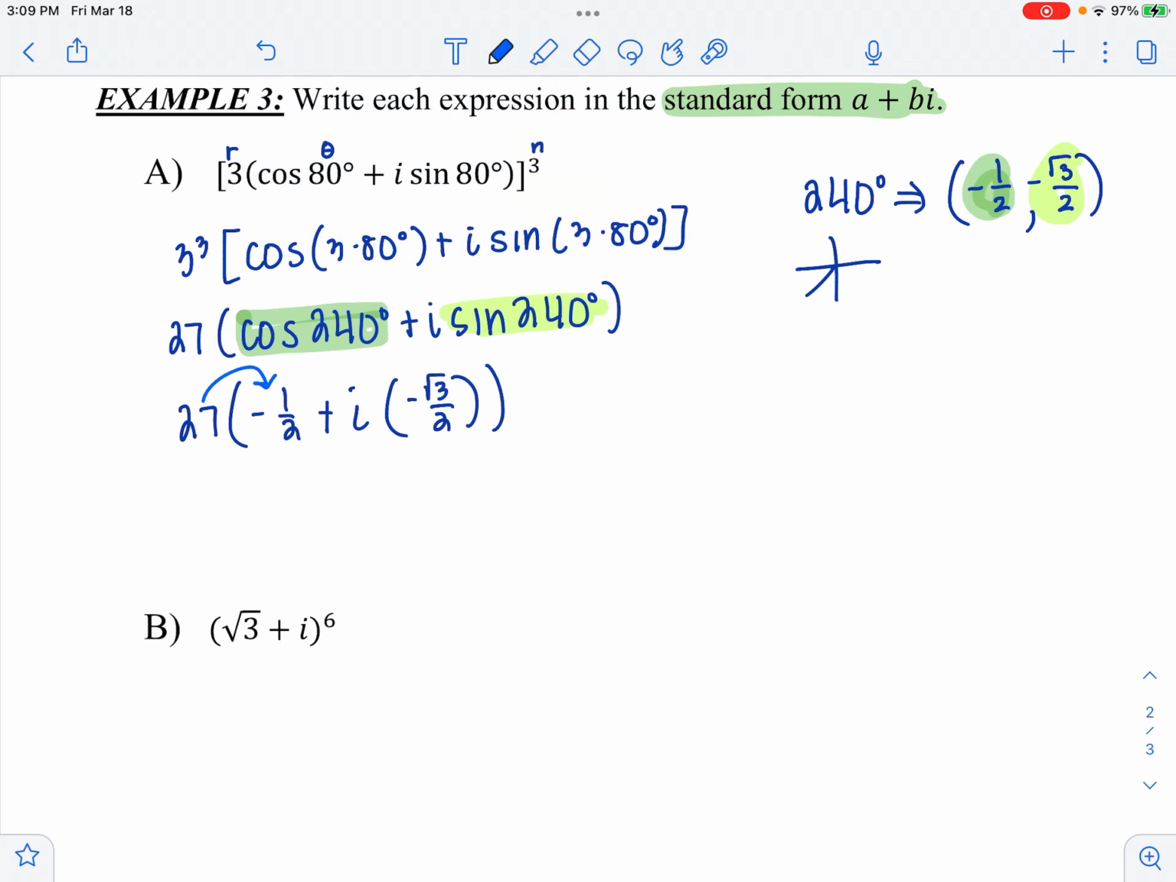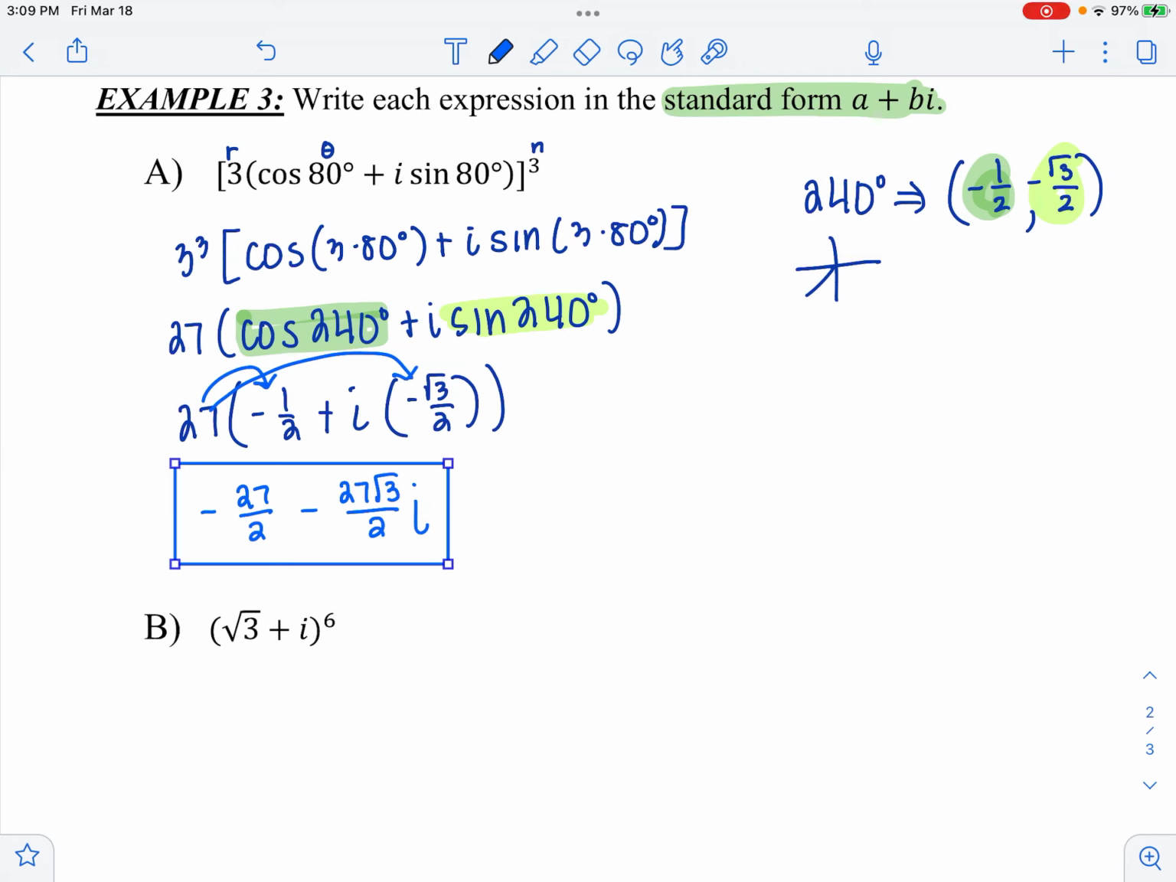So distributing, I have 27 times negative 1/2. So 27 times negative 1 is negative 27, and then divide it by 2, which we're just going to leave like that. We're not going to turn it into a mixed number. We'll leave it as an improper fraction. Then we're going to do 27 times negative root 3, which is negative 27 root 3, and then divide it by 2. Once again, 27 over 2 is not simplifiable, so I'm going to leave it. Then I have to multiply that by i. So there is my complex number in rectangular form, a plus bi form.